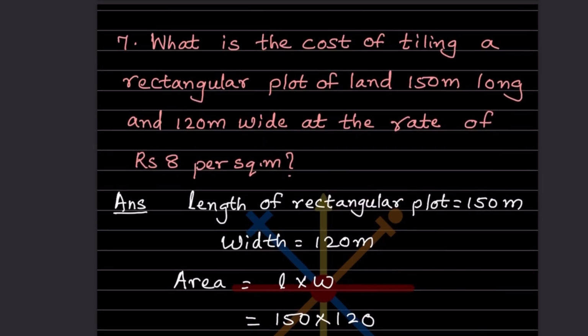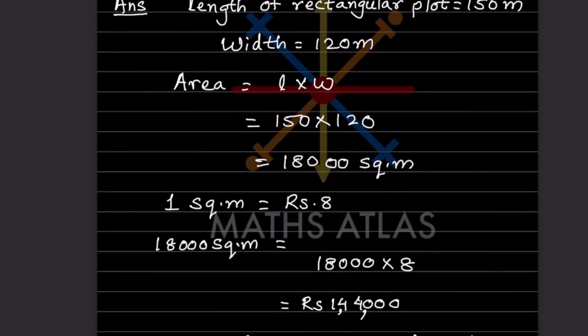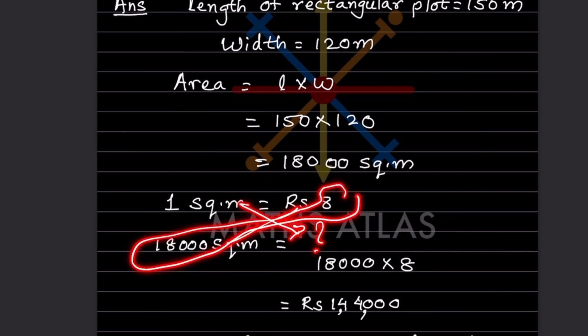Now see here, they have asked for the cost, and they have given the rate of rupees 8 per square meter. So what will you write here? Per means 1. That is 1 square meter is rupees 8. So we have 18,000 square meter, how much will that be? You will cross multiply. Whenever you see these two numbers, you will consider them in the numerator. So 18,000 into 8 will be in the numerator, and this 1 is going to go in the denominator.